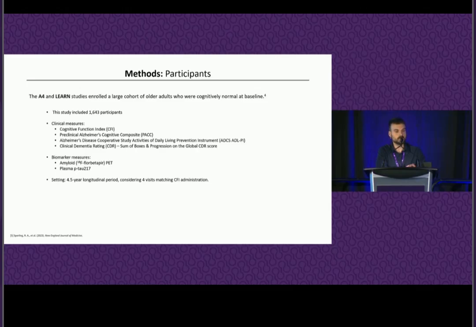On the clinical side, we also included the preclinical Alzheimer's Cognitive Composite, the PAC, the Alzheimer's Disease Cooperative Study Activities of Daily Living Prevention Instrument, the ADL, and the Clinical Dementia Rating Scale, the CDR. On the biomarker side, we included the baseline amyloid PET definition and longitudinal measurements of plasma p-tau. Now, this consisted in a 4.5-year longitudinal period, considering 4 visits or time points, matching the CFI administration.